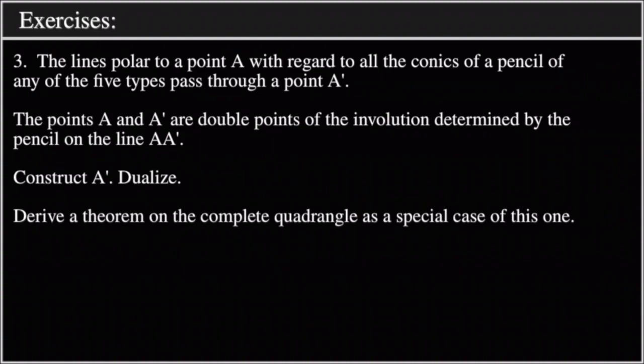3. The lines polar to a point A with regard to all the conics of a pencil of any of the 5 types pass through a point A'. The points A and A' are double points of the involution determined by the pencil on the line AA'. Construct A'. Dualize. Derive a theorem on the complete quadrangle as a special case of this one.